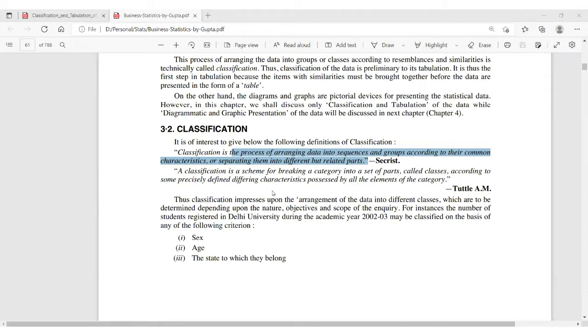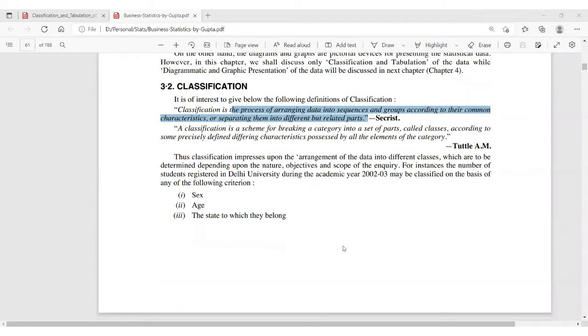So classification is the scheme for breaking a category into a set of parts, called classes, according to some precisely defined different characteristics possessed by all the elements of the category. So what we make in the classification is some columns, or we say some classes, right? So classes are like a categorical head. That means the elements in that category.